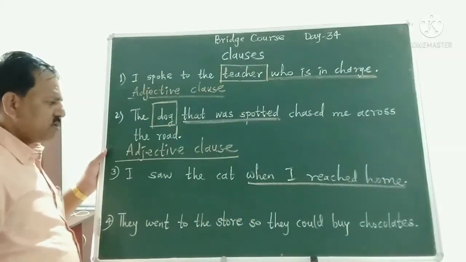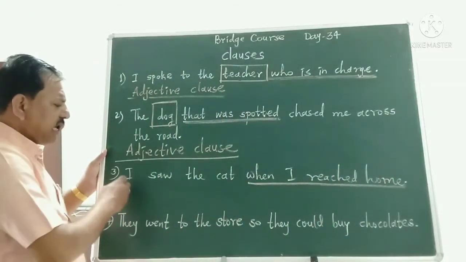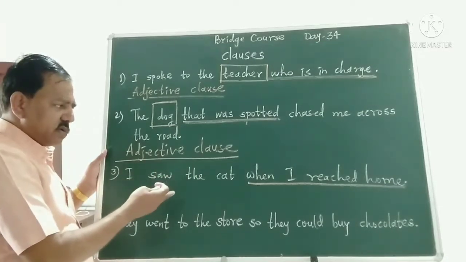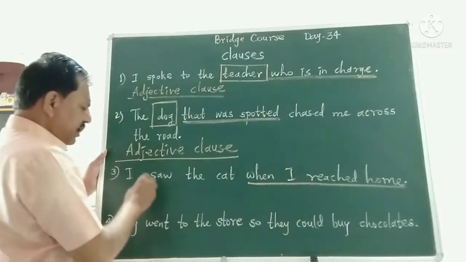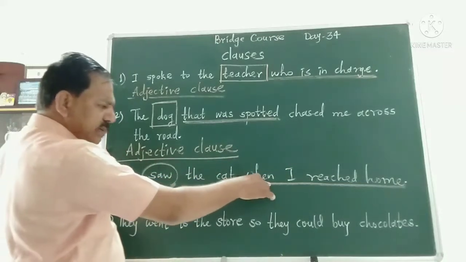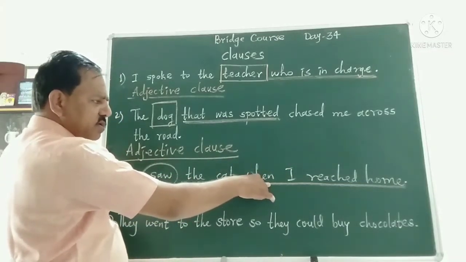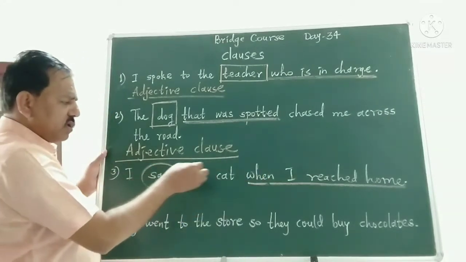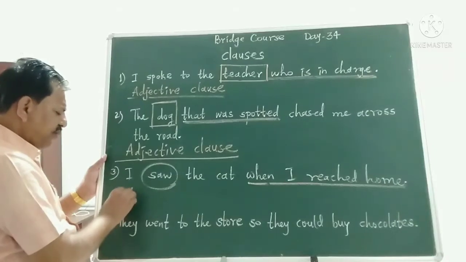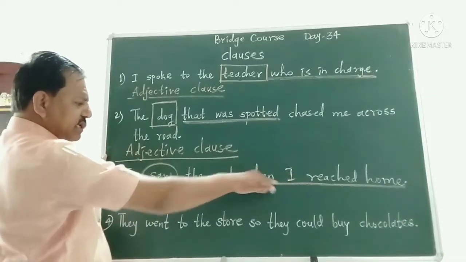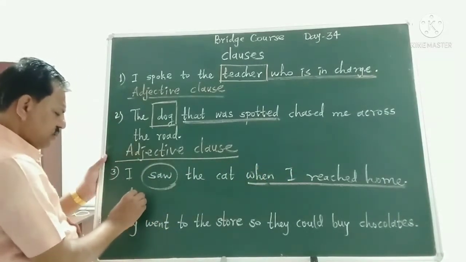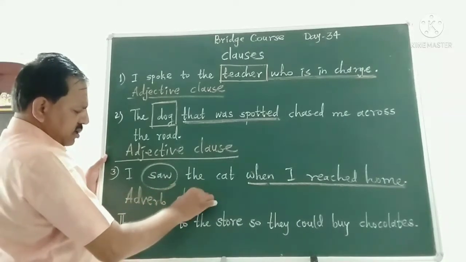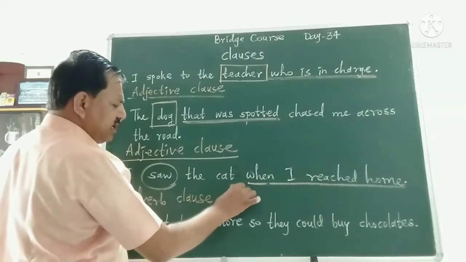Now what does it do? When did I see the cat? The answer is when I reached home. That means this subordinate clause qualifies the verb saw. So it is adverb clause of time. It indicates time, it is a time indicator. So adverb clause of time. It denotes time.